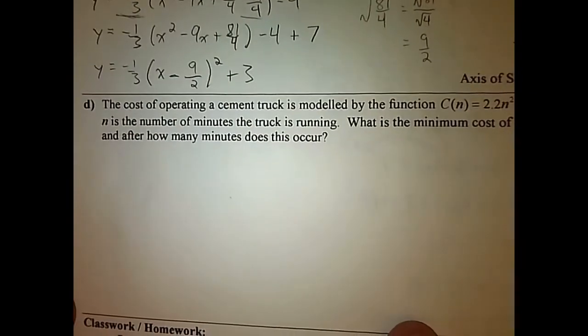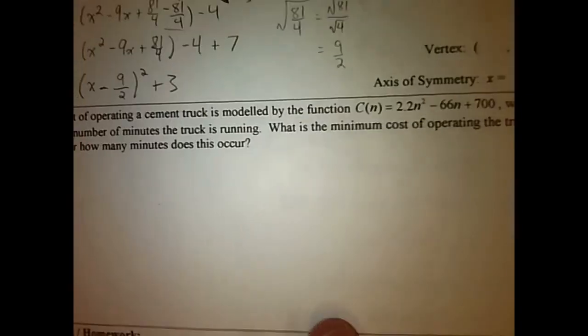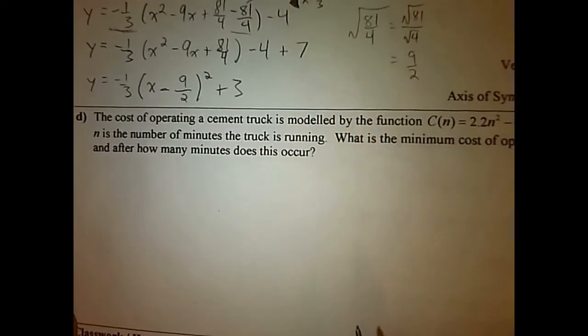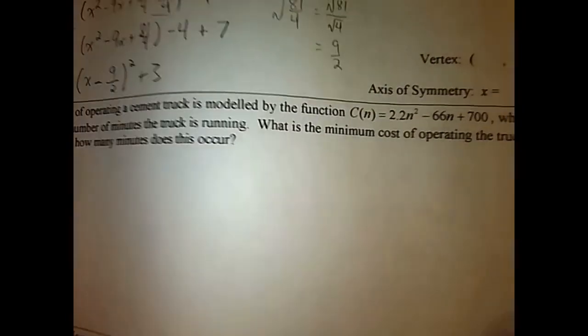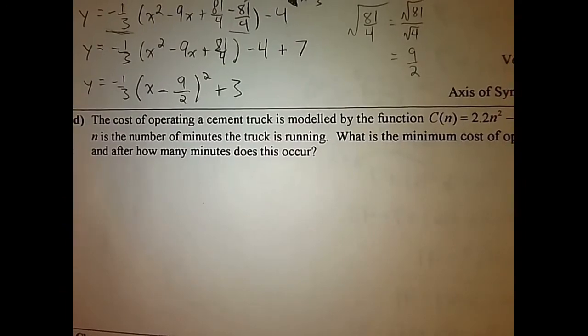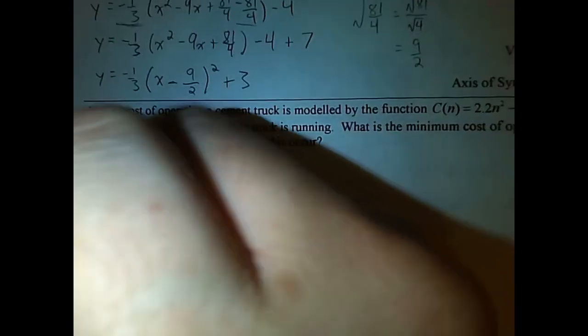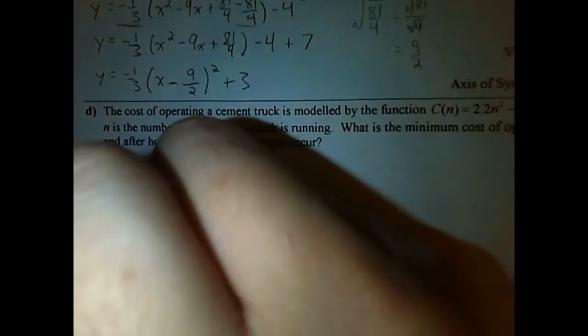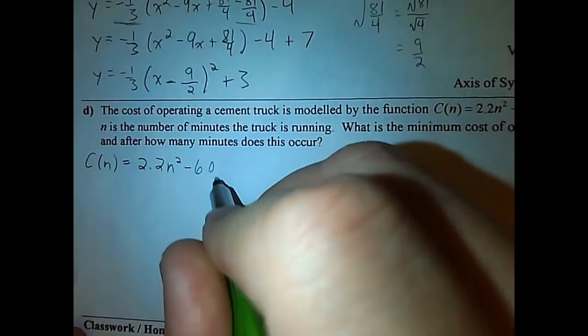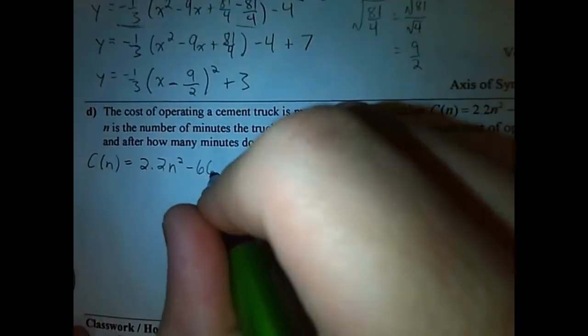It says the cost of operating a cement truck is modeled by this equation, where n is the number of minutes the truck is running. What is the minimum cost of operating the truck? After how many minutes does this occur? I'm just going to rewrite the equation, not the whole question, that's a waste of time. The equation takes like 10 seconds. I'm writing really slow, and I'm making mistakes, so it's a little bit longer.